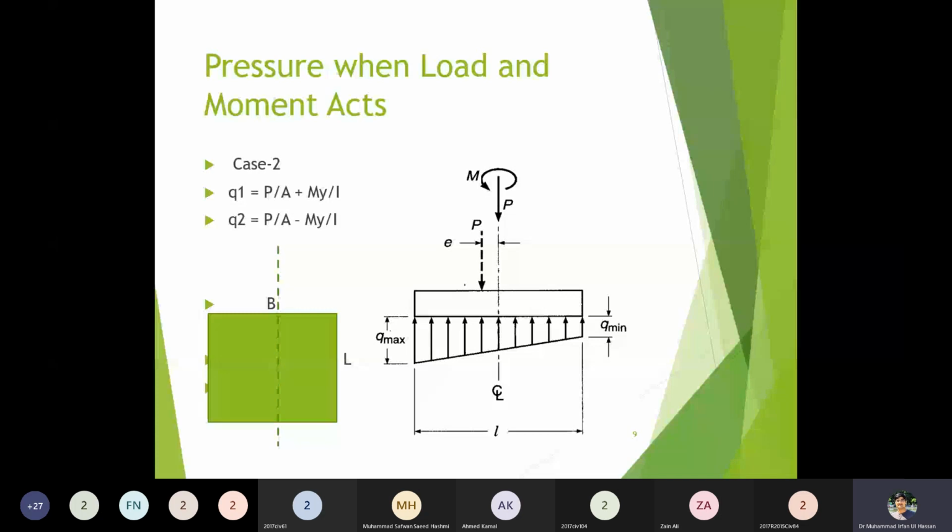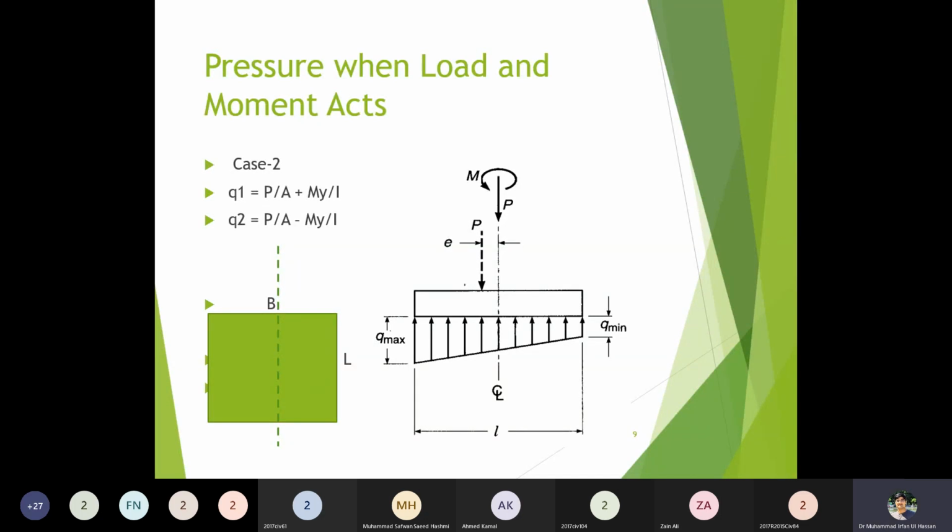Maximum pressure is developed where both are compressive. P over A is compressive all the time, and My over I, the flexural pressure, is compressive on one side and tensile on the other side. So P over A plus My over I is the pressure on one side, that is the maximum pressure Q1, and on the other side the pressure is P over A minus My over I. So it is a trapezoidal pressure, with a minimum pressure on the other side.